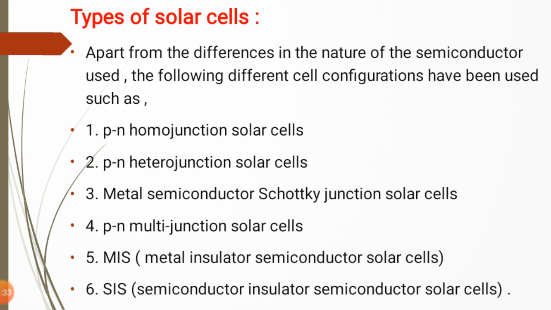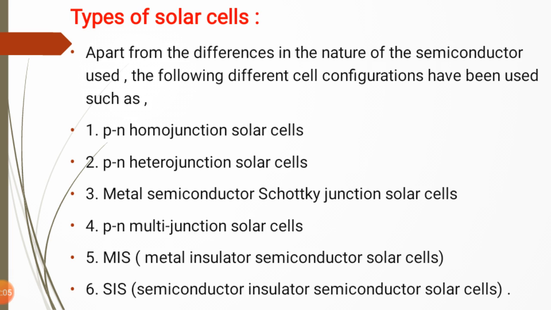So let's see. First type is the p-n homojunction solar cells. Second one is the p-n heterojunction solar cells. Next one is the metal semiconductor Schottky junction solar cells. Fourth one is the p-n multi-junction solar cells. Fifth one is MIS, that means metal insulator semiconductor solar cells, and the last one is SIS, that is the semiconductor insulator semiconductor solar cells.